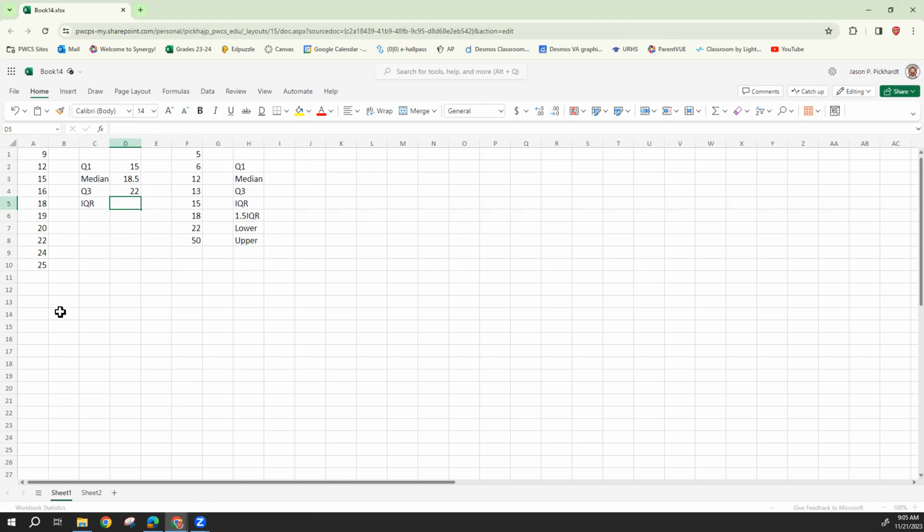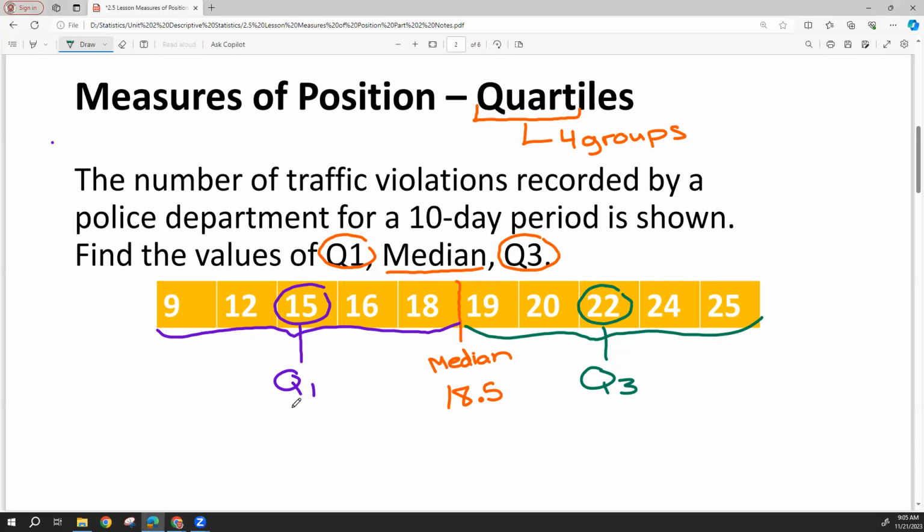Obviously, it's better to use a piece of technology when your data set is very large. This is a small data set, so it's pretty easy to spot the median of the data set and then the medians of both halves, which are our quartiles.